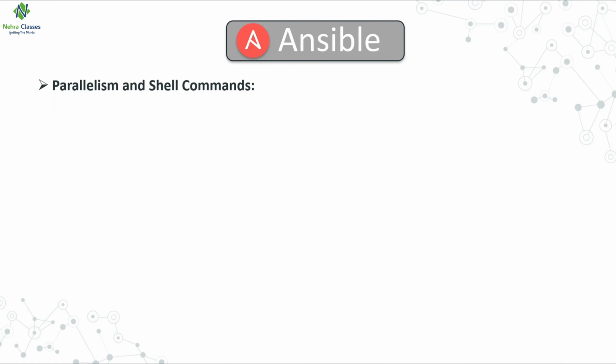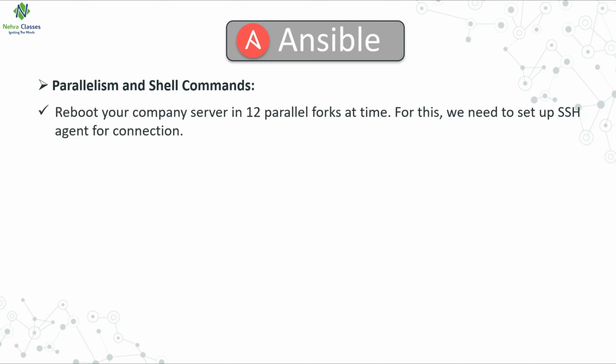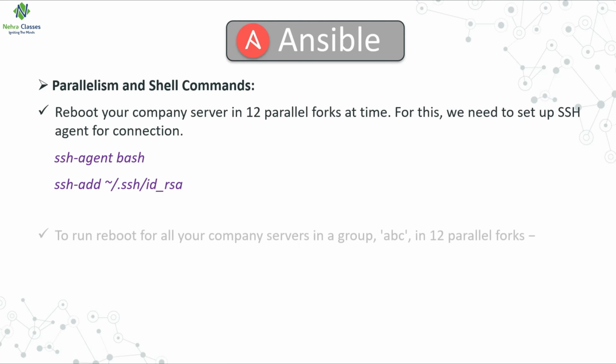Now we will learn about parallelism and the shell commands in Ansible. For example, if you want to reboot your company servers in 12 parallel forks at a time, for this we need to set up the SSH agent for connection. So you can execute ssh-agent bash, and after that you can execute ssh-add, and you will mention the path to the RSA file that is there in the home directory in the .ssh directory of the user.